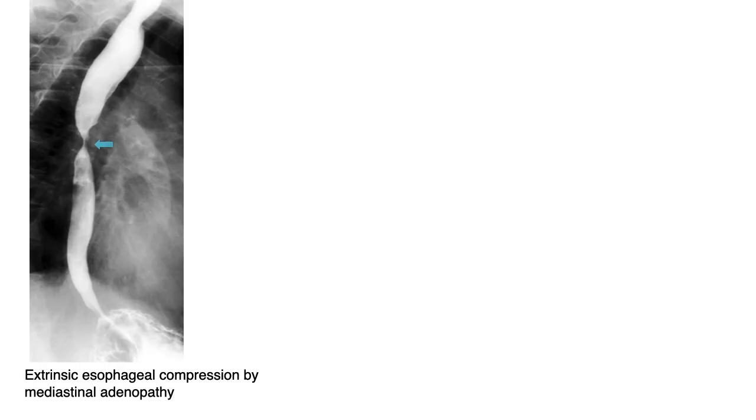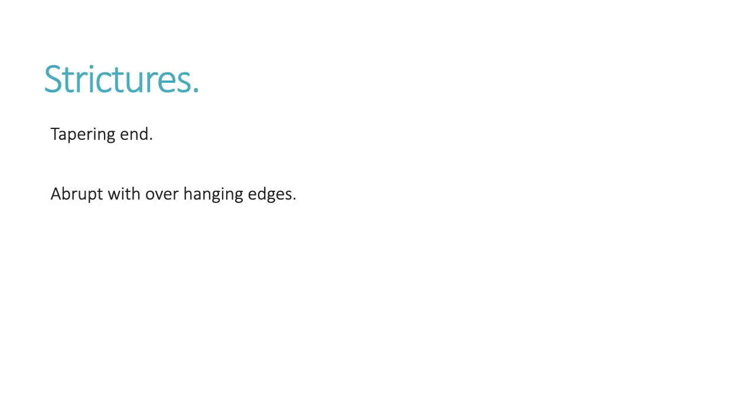So this is a sample of extrinsic esophageal compression, from outside. But you see, it's very difficult to know that in this case we're in the presence of lung fibrosis secondary to tuberculosis of the lung. Now the second filling defect is the strictures. The stricture has two characteristics: abrupt tapering end, and abrupt with overhanging edge.